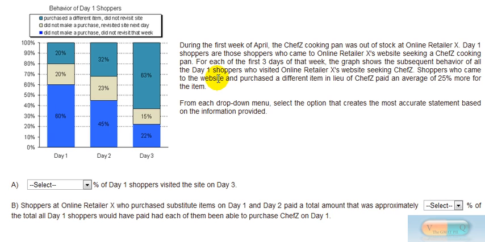Shoppers who came to the website and purchased a different item in lieu of Chef Z paid an average of 25% more for the item.